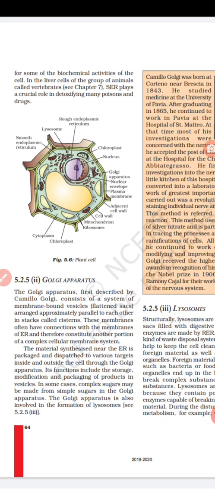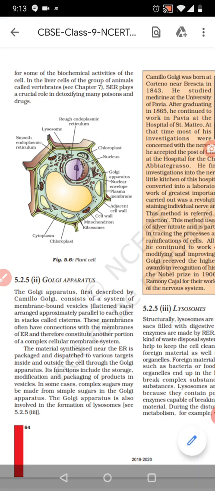The other function we have studied, children, is that it also helps in detoxifying many poisons and drugs, right? For example, if any chemical, any drug, or any poisonous substance enters, the endoplasmic reticulum helps to throw it out of the cell. So in short, we can say it detoxifies many poisons and drugs. One more endoplasmic reticulum function we have studied. There are a total of 5 to 6 functions we have studied.